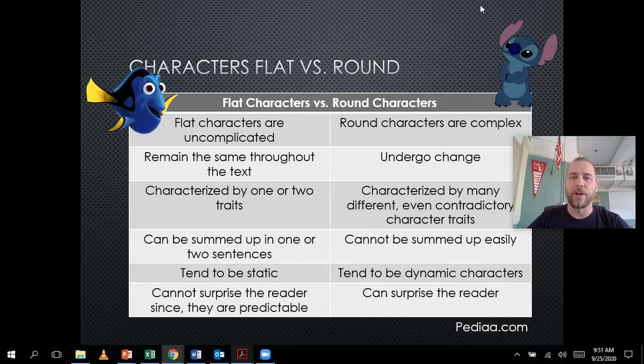Whereas Stitch is what's called a round character, and that's a complex character that undergoes change. It might have different contradictory character traits. So Stitch at the same time was both caring and destructive. He wanted to belong, but he wanted to be by himself as well. This is the hallmark of a round character. Cannot be summed up easily, right? Dory is a forgetful fish. That's a happy, forgetful fish. That's pretty much her whole personality. Stitch is much harder to describe. That makes him a round character. They tend to be dynamic characters as well, and they really will surprise the reader or the viewer of your story.